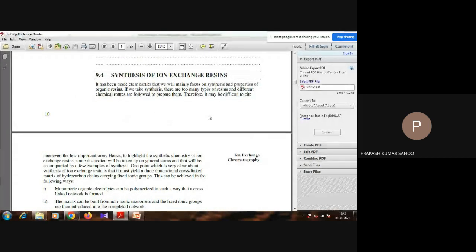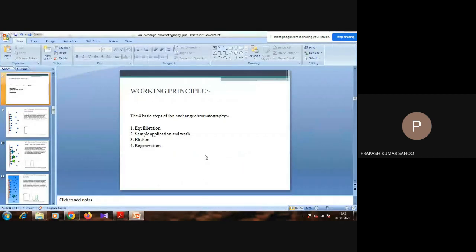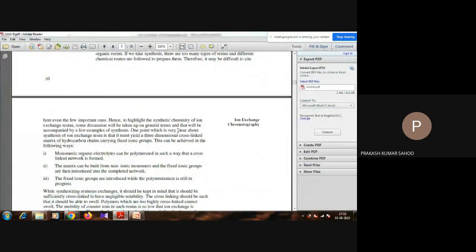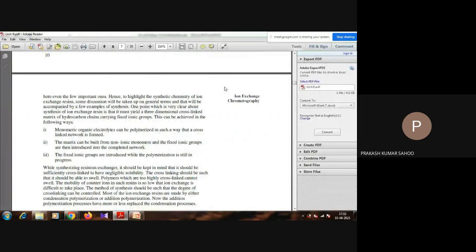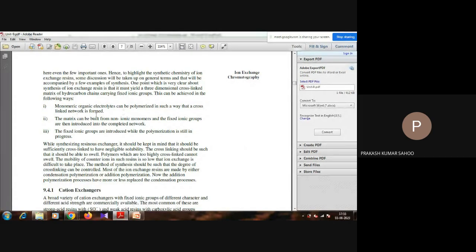Then we have synthesis of ion exchange resin. So this is how to prepare or how to synthesize the ion exchange resin. This is our working principle. Okay, so then how to synthesize? The main focus is on synthesis and properties of organic resins. If we take synthesis, there are too many resins and different chemical routes. Therefore, it may be difficult to cite here a few important ones. Hence, to highlight the synthetic chemistry of ion exchange resins, some discussions are: monomeric organic electrolytes can be polymerized in such a way that a cross-linked network is formed.